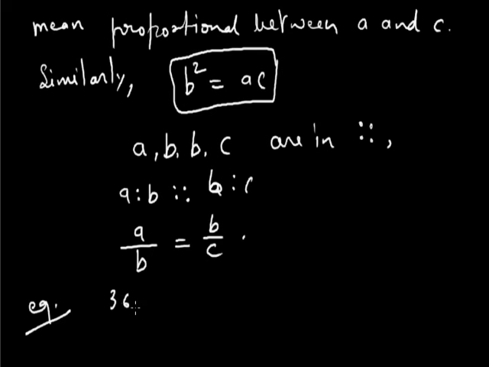Check whether 36, 49, 6, 7 are in proportion or not. Let us see the solution. The given numbers must be mentioned in the order in which they are given. If you make any changes to the order of the numbers, then you are attempting the wrong question.